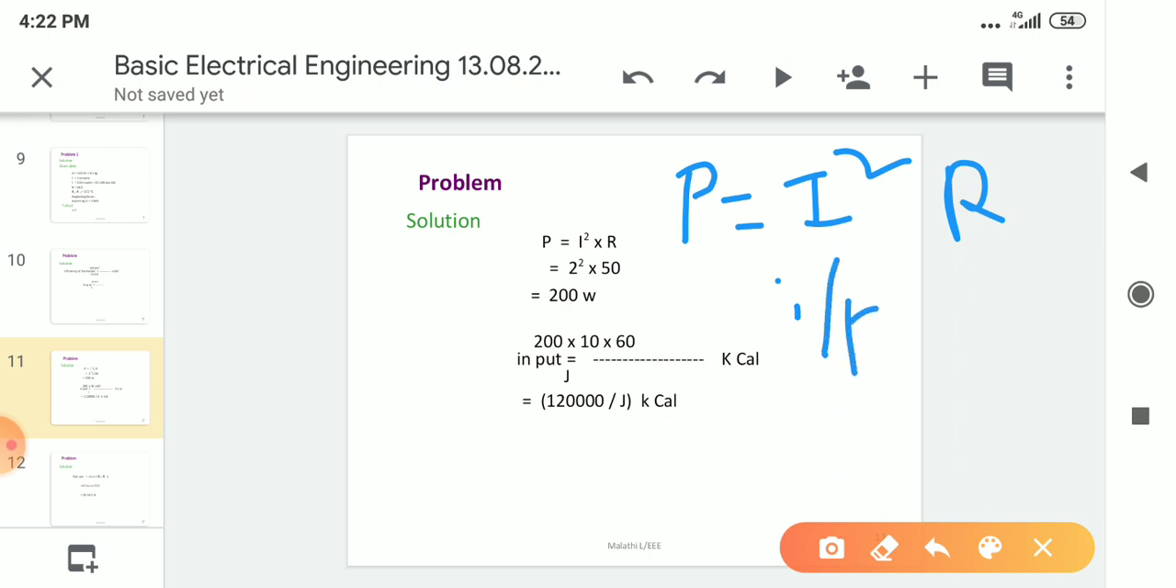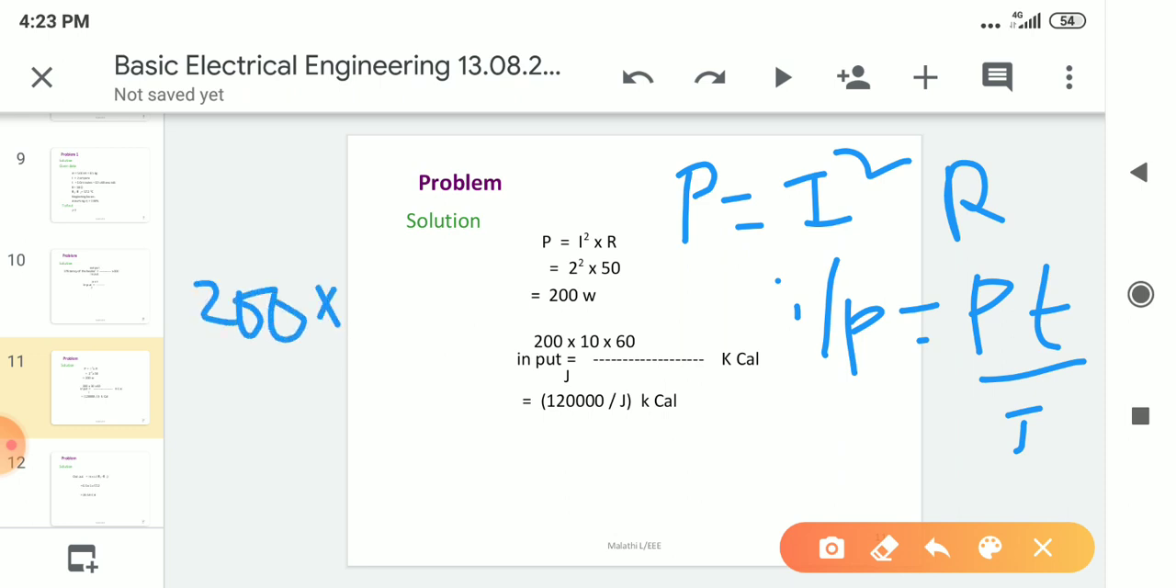For finding the input, what do we require? P into T by J. Here P is equal to 200, T is equal to 10, we have to convert minutes into seconds, 60, by J. This is the input. Keep this value to one side.